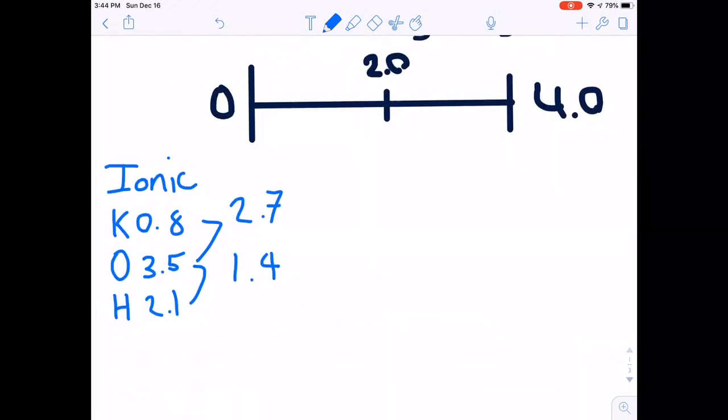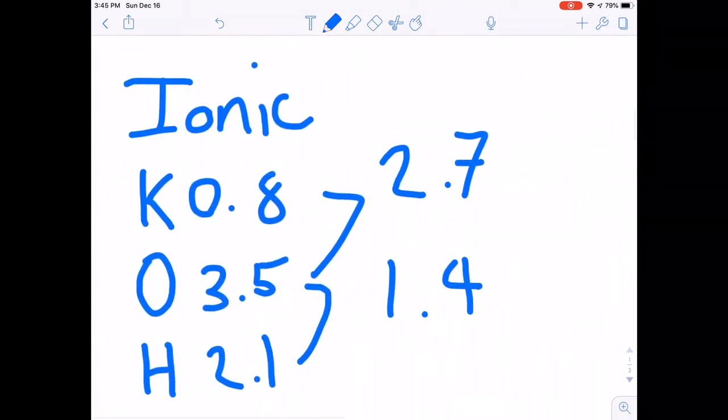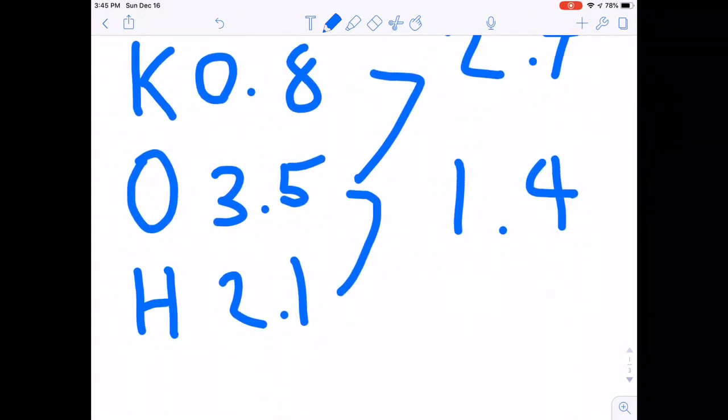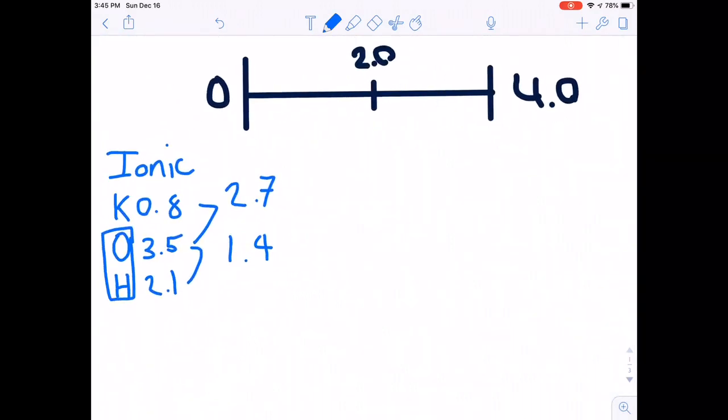So K and O have an electronegativity of 2.7 because potassium, or K, has an electronegativity of 0.8 by itself, and oxygen has an electronegativity of 3.5 by itself. So we just subtract 0.8 from 3.5 and we get 2.7. And oxygen and hydrogen have a combined electronegativity of 1.4 because oxygen has 3.5 and hydrogen has 2.1 electronegativity.